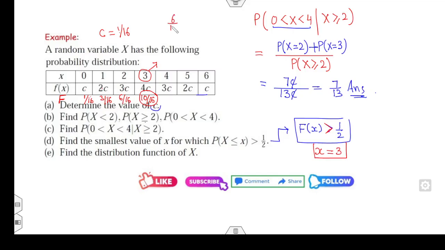6 over 16, is it greater than 1 by 2? No. But 10 over 16, is it greater than 1 over 2? Yes. And the corresponding value of x is 3, the right answer.